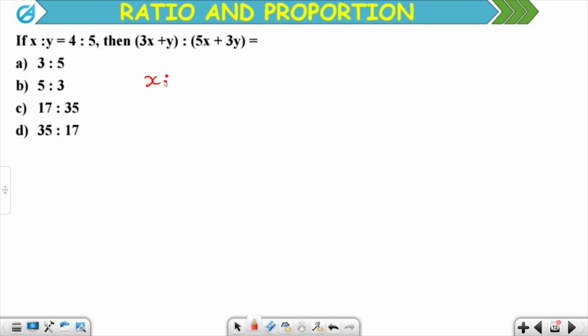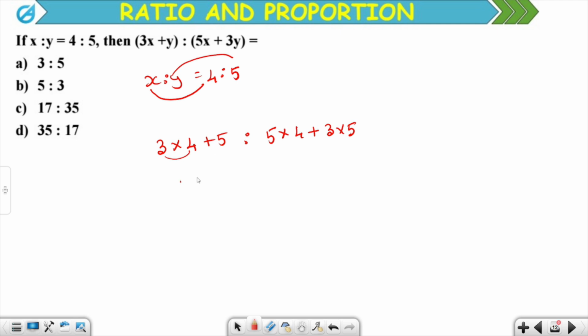See here, x is to y is equal to 4 is to 5. What is the value of x? 4. What is the value of y? 5. Now we need to find 3x plus y is to 5x plus 3y. 3 into 4 plus 5 is to 5 into 4 plus 3 into 5. 4 threes are 12, 12 plus 5, 17, is to 5 fours are 20 plus 5 threes are 15, so 20 plus 15, 35. So the ratio will be 17 is to 35.